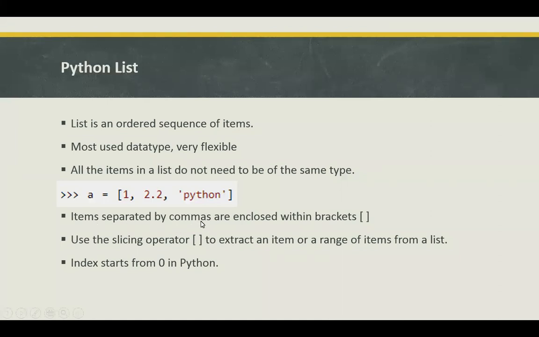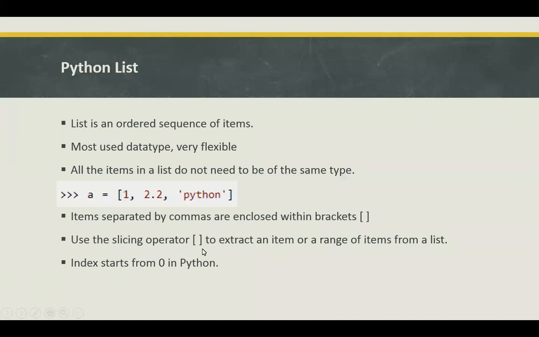Items separated by commas are enclosed within square brackets. Again, here you will find every item is separated by a comma, and it is enclosed by square brackets. At the beginning there is a square bracket. It is a single quote string. I already told you, you can use either single quotes or double quotes for a string, right?